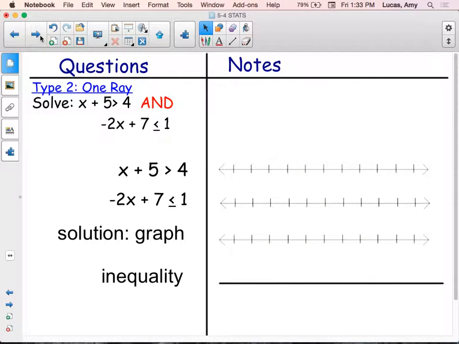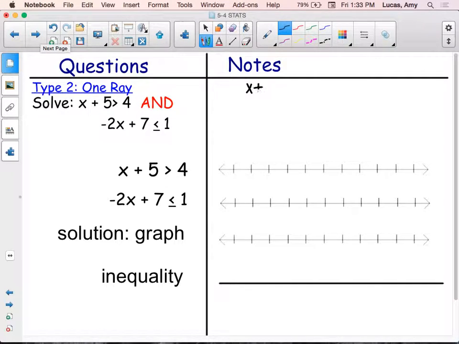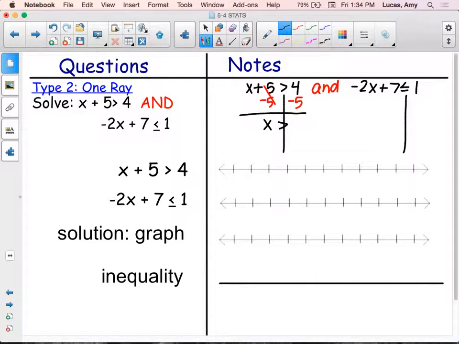Okay, the second thing that can happen. So now on this one, I'm going to solve and graph again 2 completely separate inequalities. The first one is just one step. I need to subtract 5 on both sides, so x is greater than -1. The second one, I would subtract 7 first, so -2x is less than or equal to -6, and then I divide by -2 on both sides, which flips my symbol the other way. And -6 divided by -2 is +3.